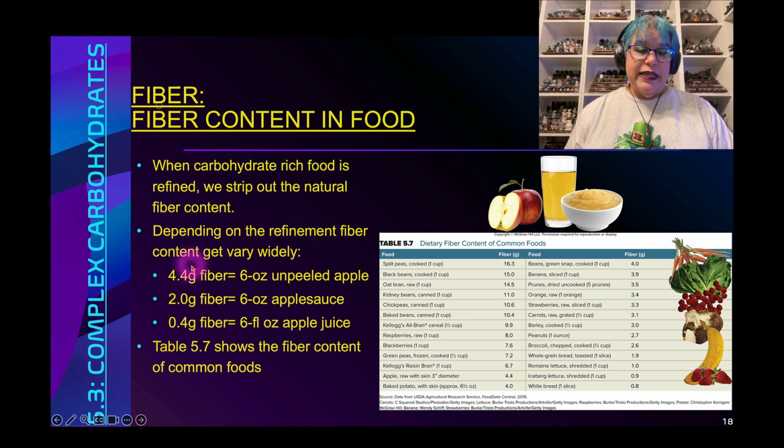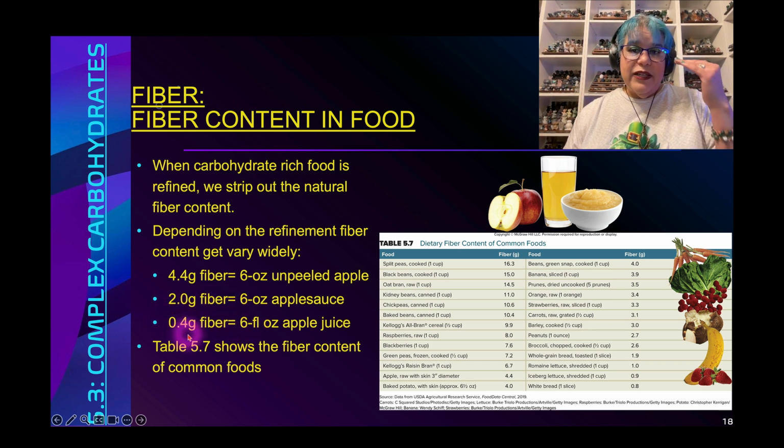So, for example, if I've got an unpeeled apple, just a 6-ounce apple, I've got 4.4 grams of fiber. If, however, we process it and make it into apple sauce and take that skin off, then we've only got about 2 grams of fiber. Same amount, 6 ounces. When we're talking about apple juice, again 6 ounces, it's just fluid ounces in this case, now we're talking about 0.4 grams of fiber. So you can see as we process this, we keep getting lower and lower and lower with our fiber content.